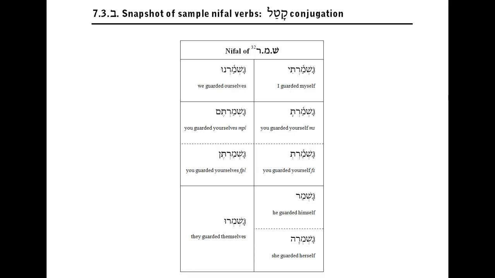Sheva, Nikud Shalosh, Nikud Beit. Snapshot of sample Nifal verbs, the Katal conjugation. Here we will display 3 different verbs instead of just one. We'll begin with the usual paradigm verb shamar, and then move to 2 more common Nifal verbs, lacham and shava.